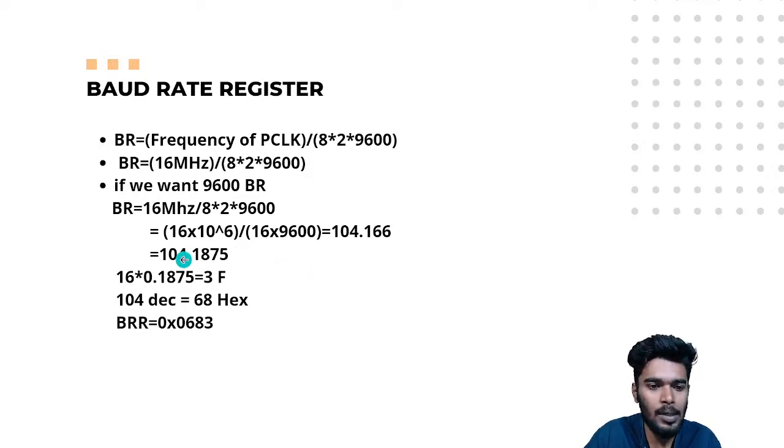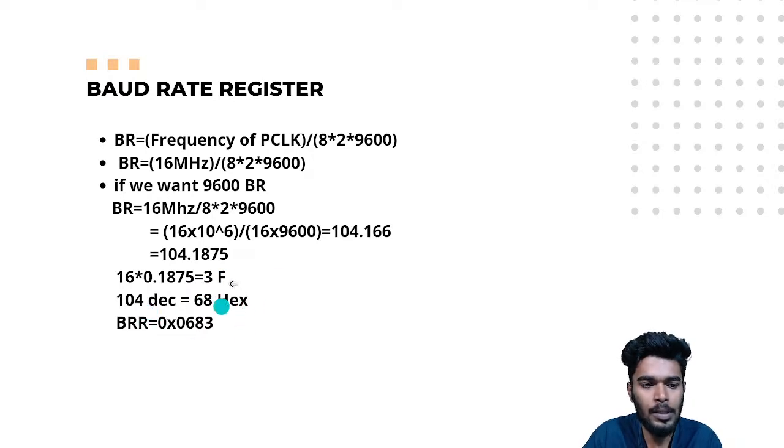So the mantissa part is before the decimal point. This 104 is for the mantissa, and for the fraction it is 0.1875. We have to multiply this fraction with 16. If you multiply it with 16, you will get 3 as the fraction.